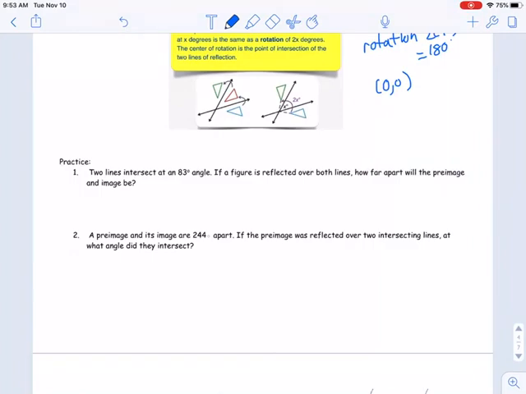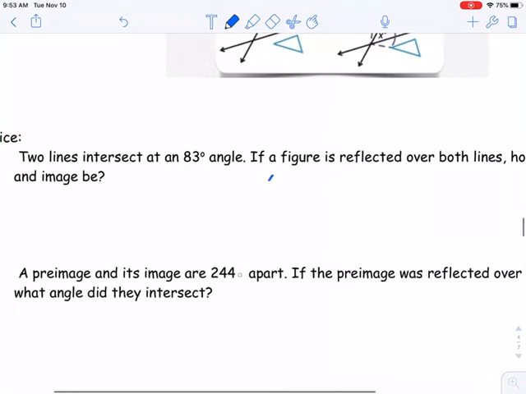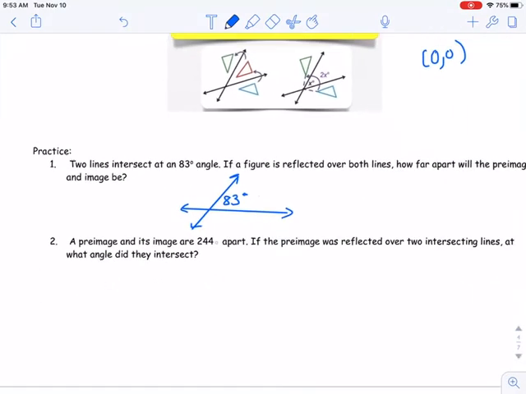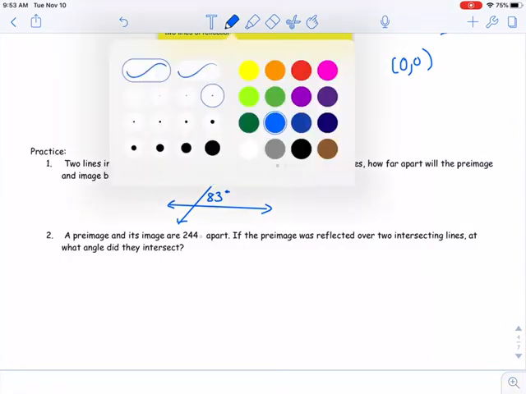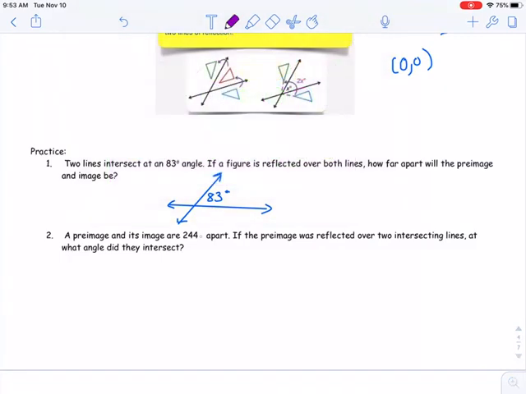So let's knock out 2 practice problems and then move on. 2 lines intersect at an 83-degree angle. All right, so let's just go ahead and draw this. Drawing's so important. All right, again, it's just more for reference, we're gonna call that the 83-degree angle. All right. So some image, we'll just do a circle. This circle is reflected over this line to get some circle, and then again to get another circle. All right, how far will the pre-image and image be? This means how many degrees? It's just gonna be 2 times 83, also known as 166 degrees.